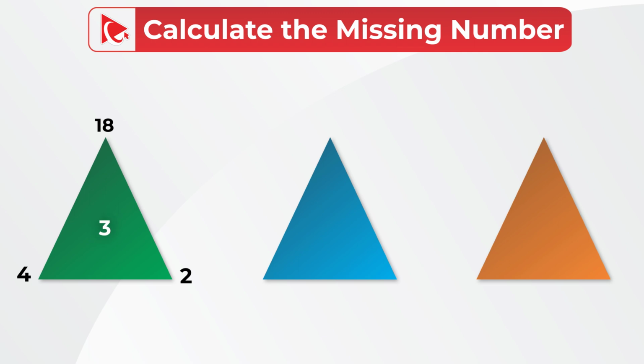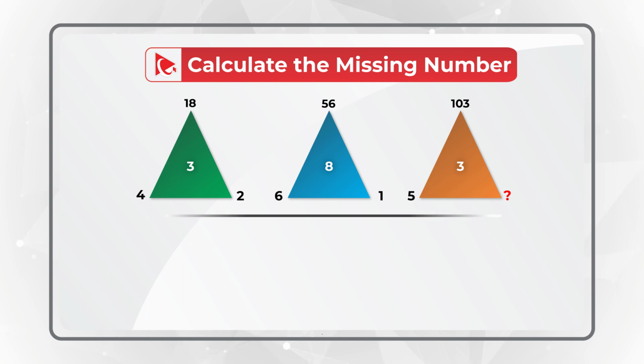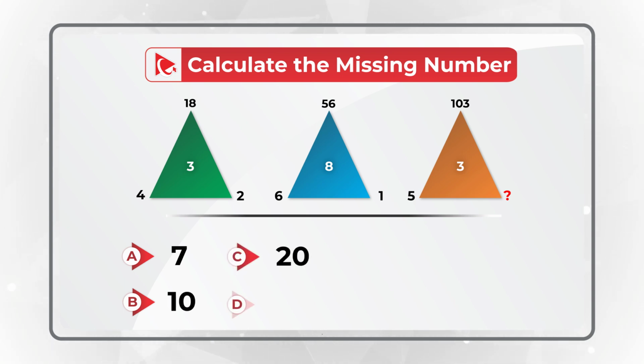Second triangle has outside numbers 6, 56, and 1, and has 8 in the middle. And then the third triangle has number 3 in the middle, and numbers 5 and 103 on the outside. In the upper right corner of the third triangle, you have a missing number, which you need to calculate out of 4 different choices. Choices A, 7, choice B, 10, choice C, 20, and choice D, 30.